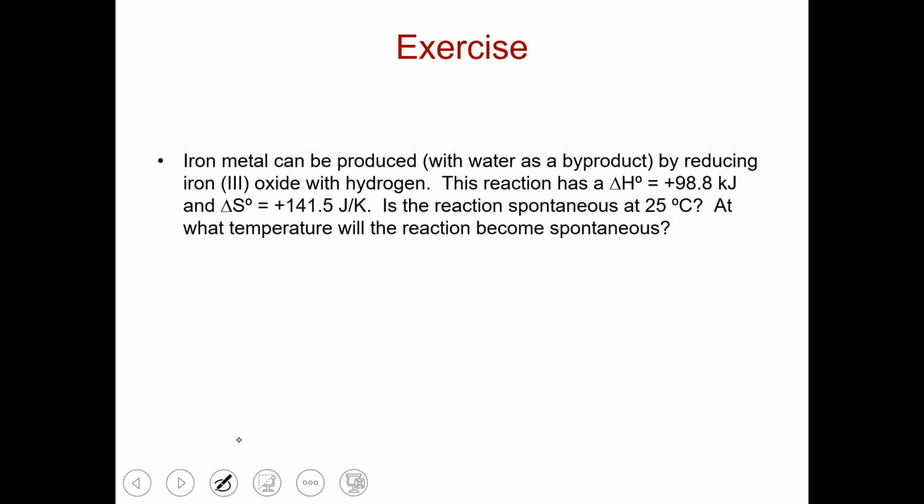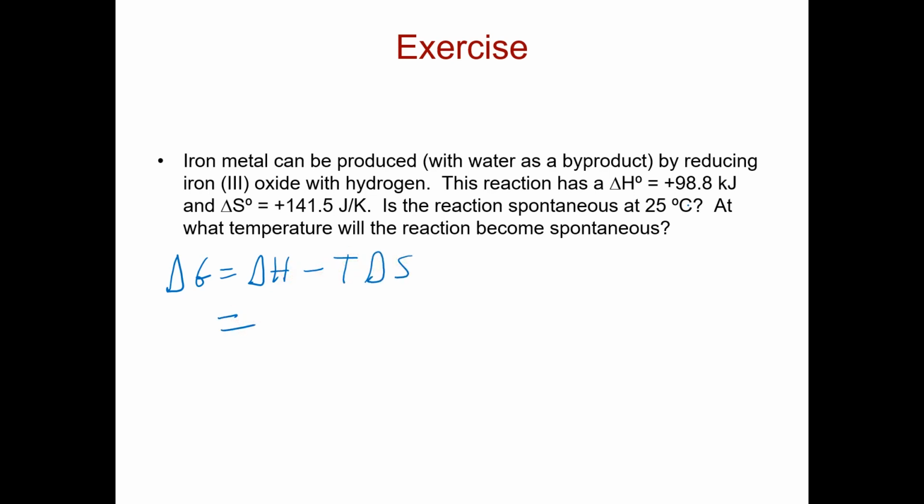So the first question asks us if the reaction is spontaneous at 25 degrees Celsius. So let's do the algebra here, and let's see if delta G is negative. So delta G is equal to delta H minus T delta S. So we have a delta H of 98.8 kilojoules.